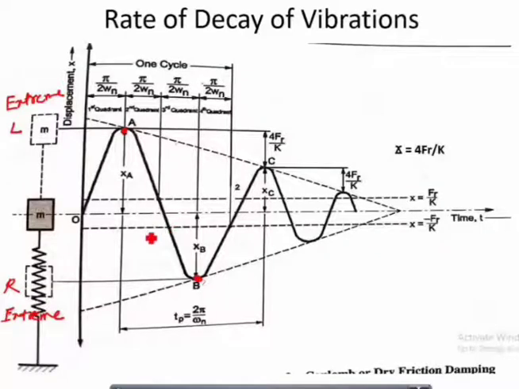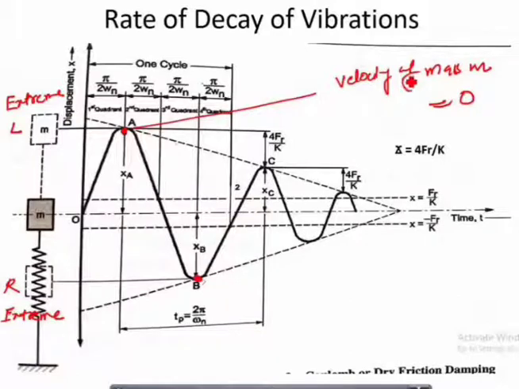Velocity of mass M is 0. So at this point A, velocity of mass M is equal to 0, right? Now at this position, the extreme left position, at this point A, what will be the total energy?